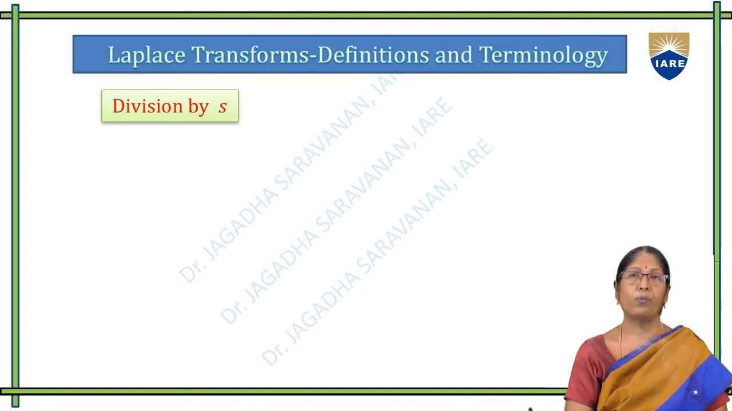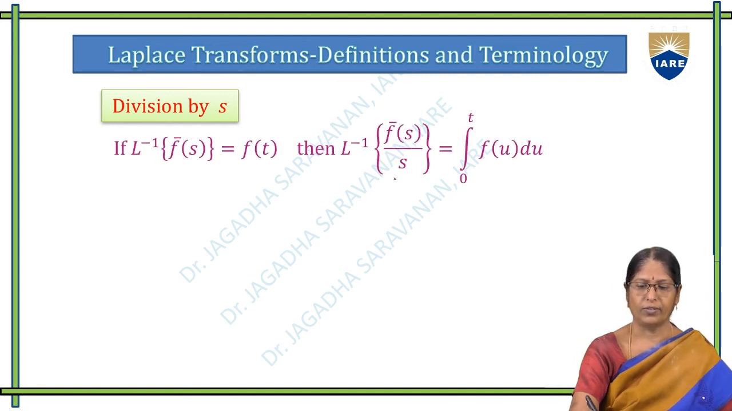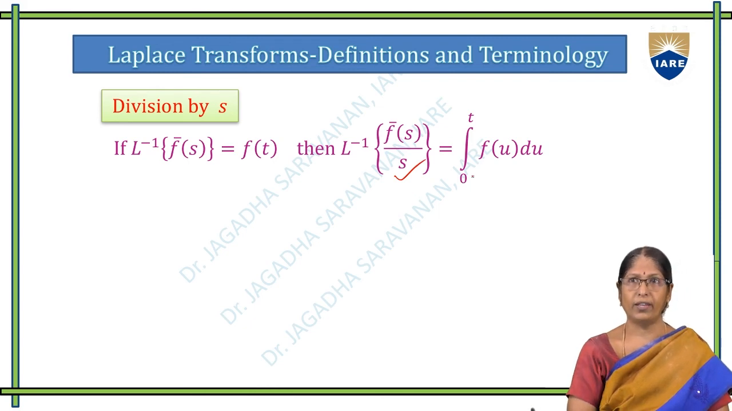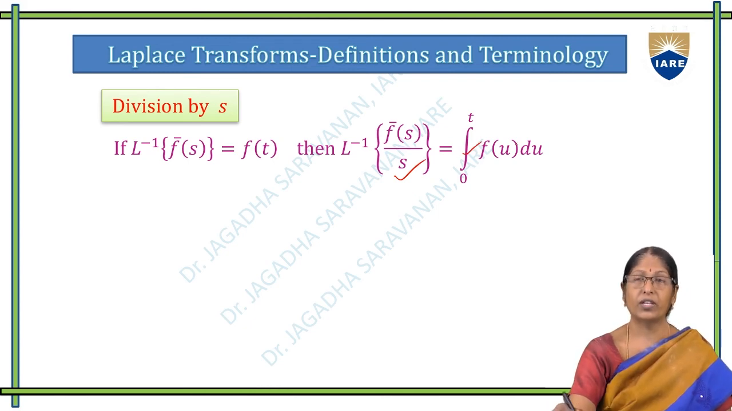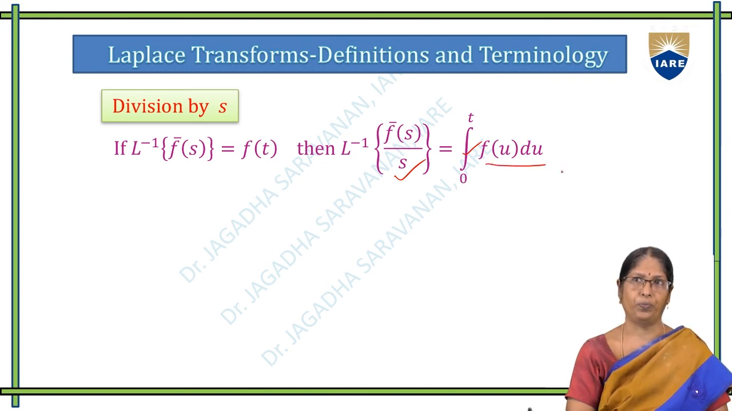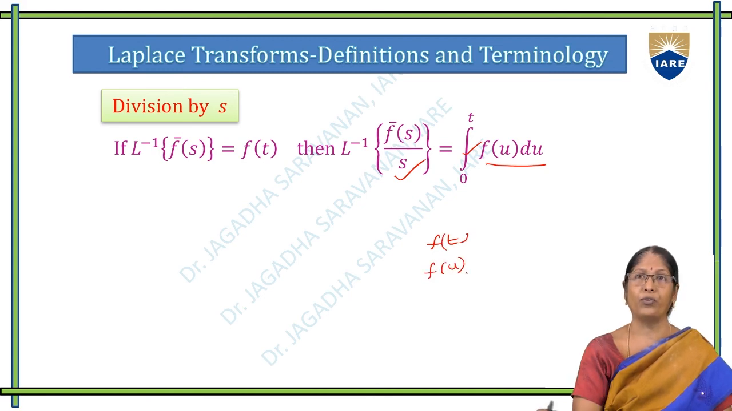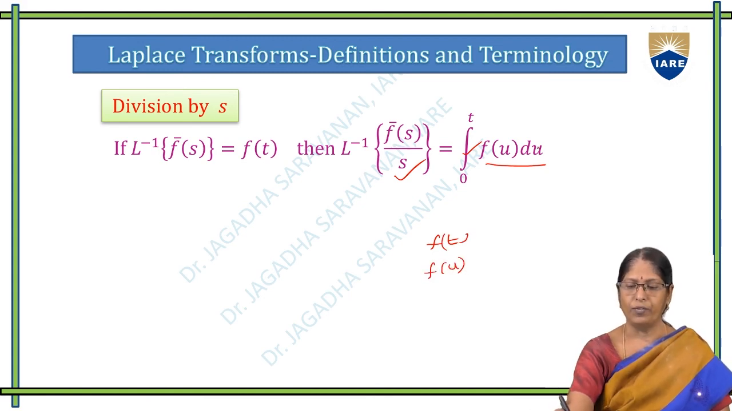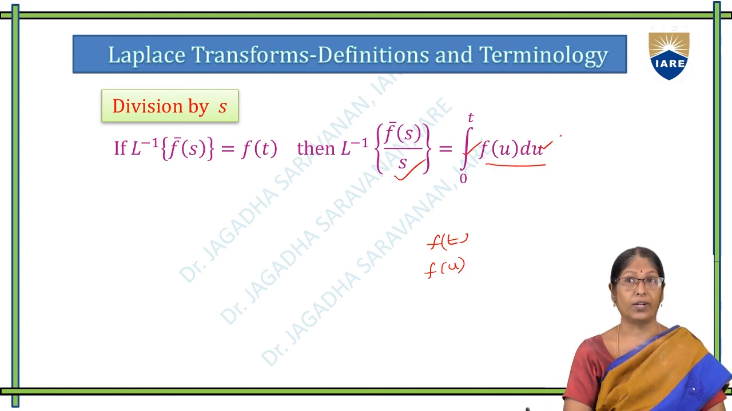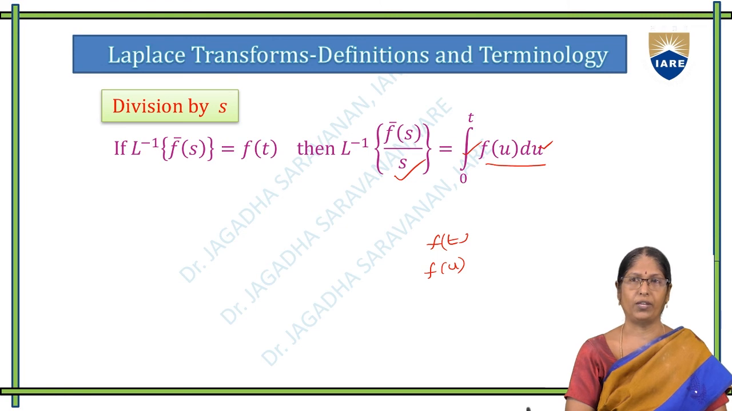If it is f bar of s divided by s, then it is the integral from 0 to t of f of u du. That is our f of t first. We will convert it into f of u format and do the integration with respect to u, ranging from 0 to t.